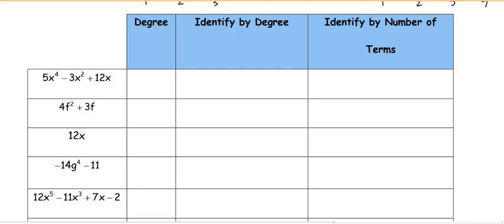what is the highest exponent? I hope you notice that it is 4. So if this is 4, we would identify this as quartic, because that's what we said degree 4 is. You can always look back up at the top of your page. And how many terms do we have here? We have 1, 2, 3. So we would call this a quartic trinomial.